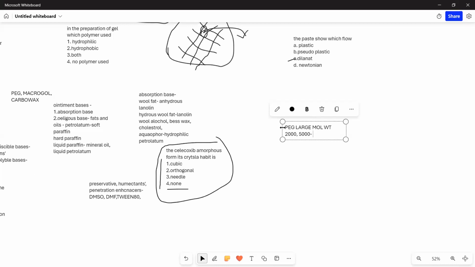PEG of large molecular weight exists in the solid form, while PEG of less molecular weight, less than 600 Dalton, exists in liquid form, while a molecular weight around 1540 exists in semi-solid. So as the molecular weight increases, PEG gradually converts into the solid form. Is it clear, guys? Any doubts regarding the ointment?